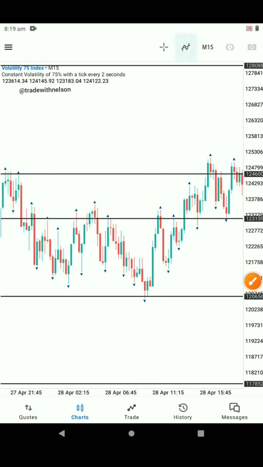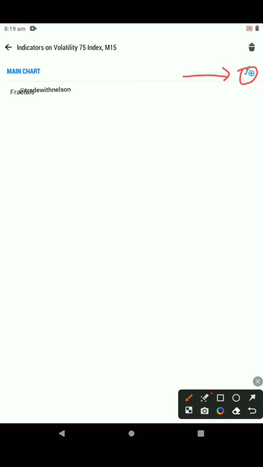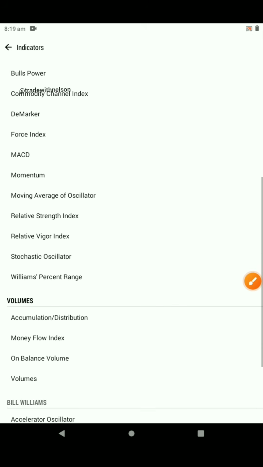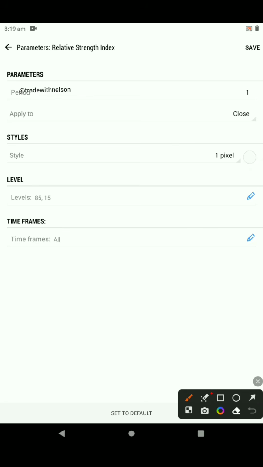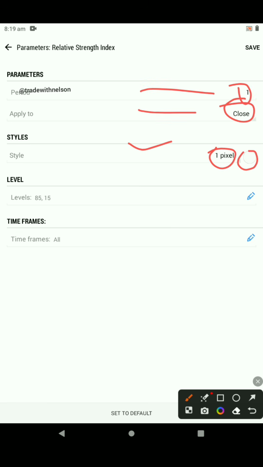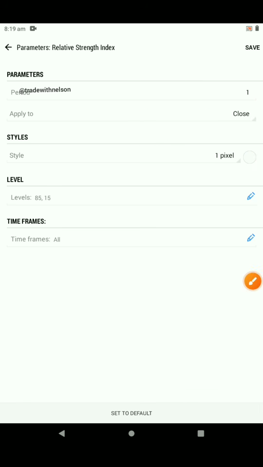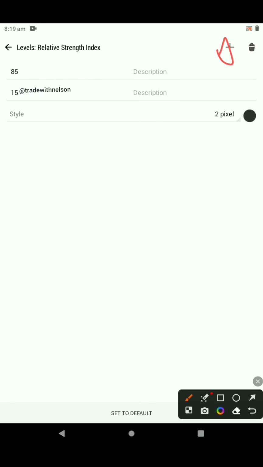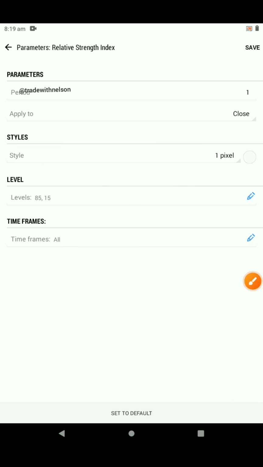Then the next indicator is on this pen icon again. I'll be choosing the Relative Strength Index, which I use for the levels. The period is 1, the apply is close, the style is 1 pixel, and the color is the color of your background. If your background is white, you select white. If it is black, you select black. For the levels, click on this pen icon. That is what we need most. Add level, type 85 and 15, style 2 pixel, and select a color of your choice. After that, click on save.